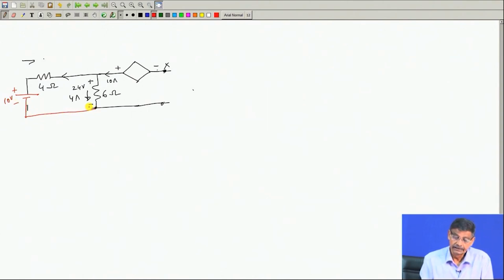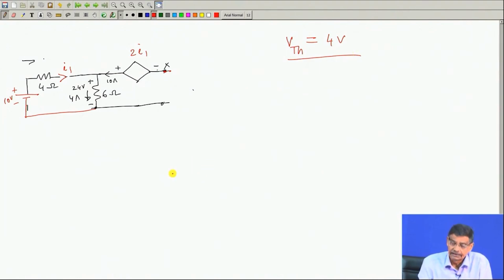It was connected and it was given that if this current I1 is left to right, this is 2 I1. That is what was given. Now, how much V Thevenin have we got? Already calculated, 4 volt. So, V Thevenin is 4 volt. Now, I will calculate R Thevenin in this way, in this network.